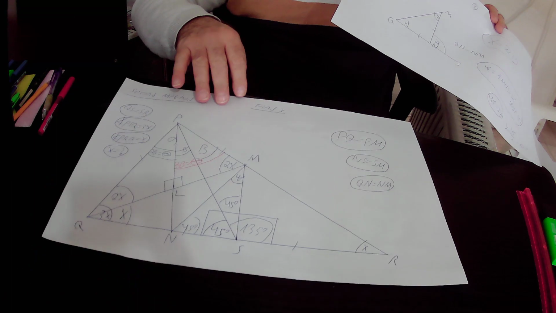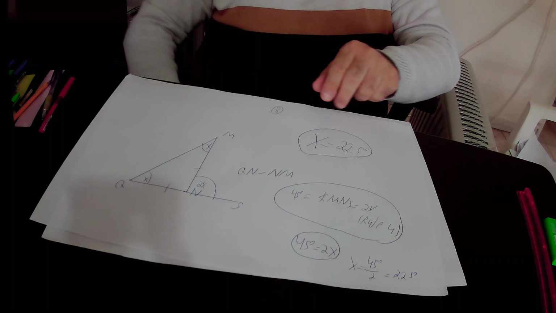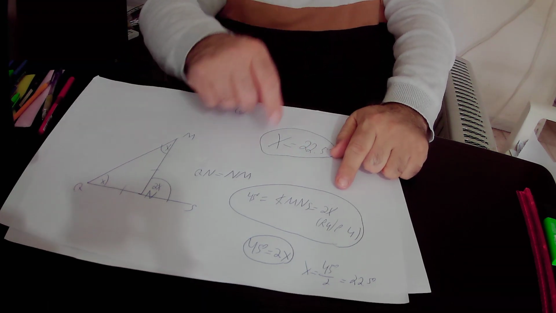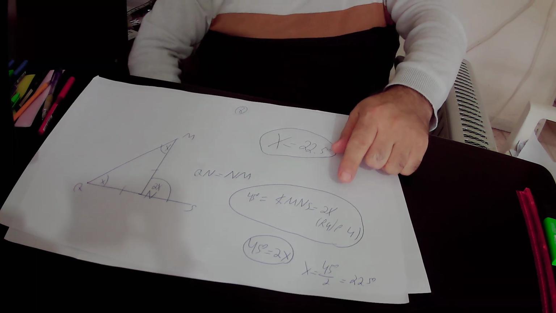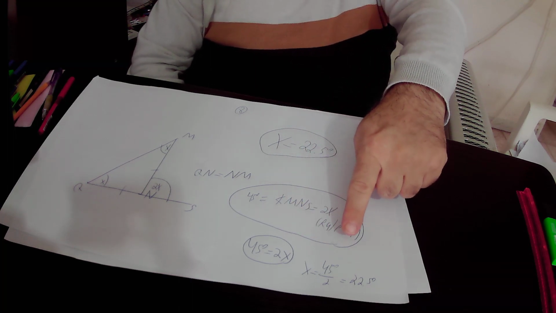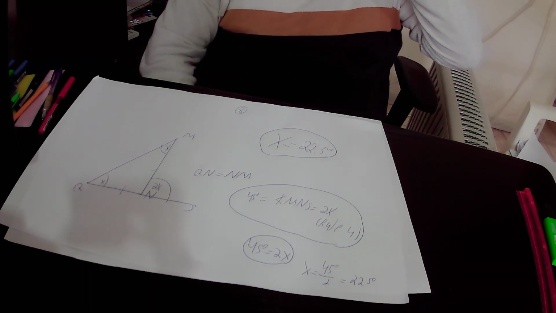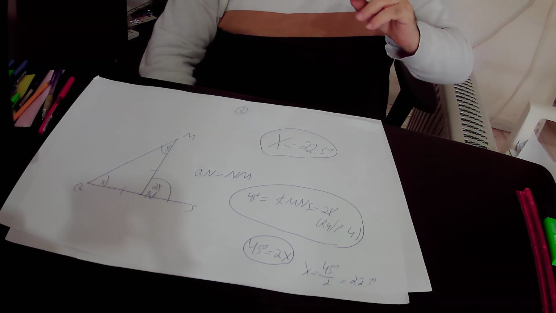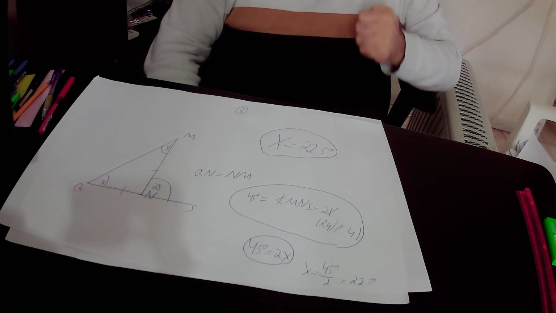But we have already found out that the value of angle MNS is equal to 45 degrees. From this equation, we conclude that 45 degrees equals 2x. We divide this equation by 2 and we get that x equals 45 degrees over 2, that is to say, x equals 22.5 degrees. So we found out in both methods that the value of angle x is equal to 22.5 degrees.